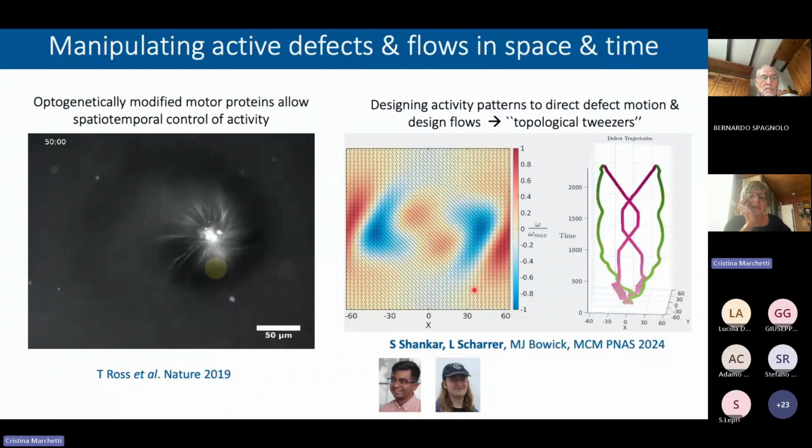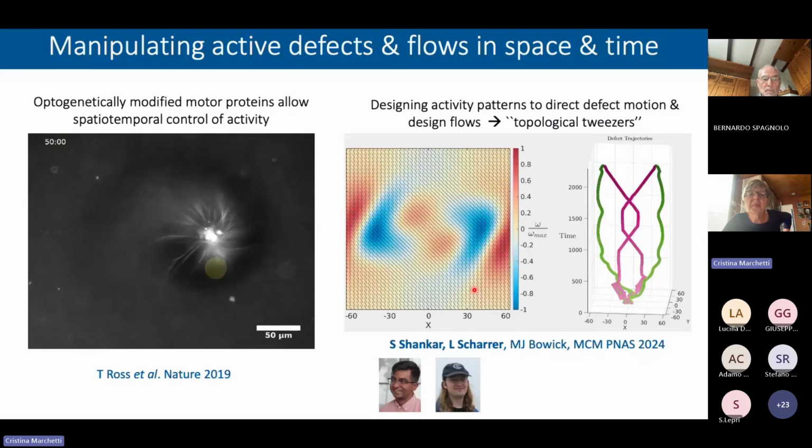And the goal of this is, as I said, to try to figure out patterns of activity that will allow you to design the flows. This is very much ongoing work, and I just wanted to mention it as an interesting direction in which some of this work is going.